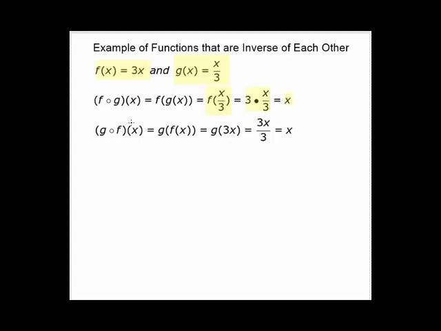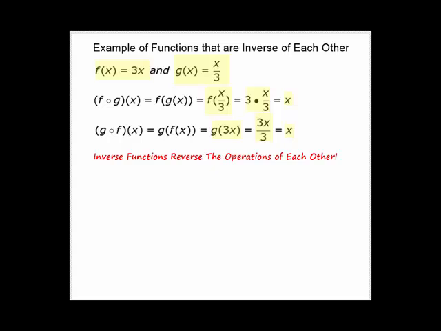Now the composition the other way gives us g in composition with f of x, which means we're taking g of the f of x function. The g of x function is to divide by 3, so we take 3x divided by 3, we end up with x. And the thing to remember about inverse functions is they reverse the operations of each other.